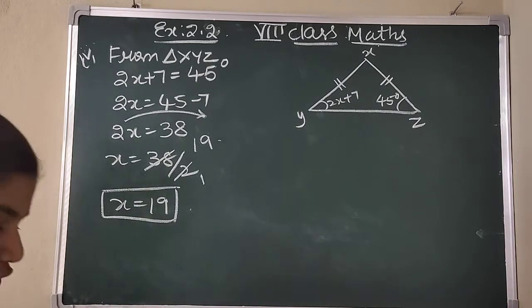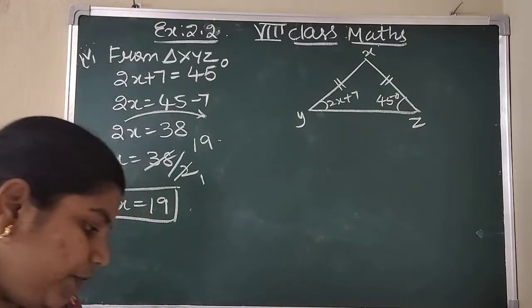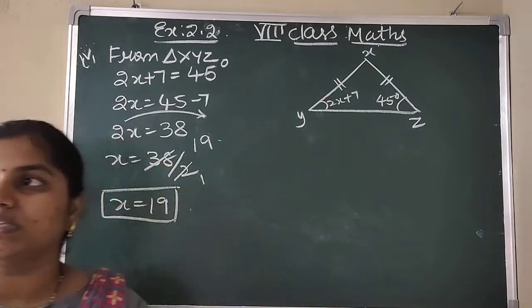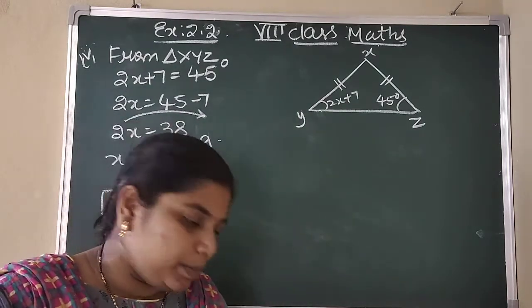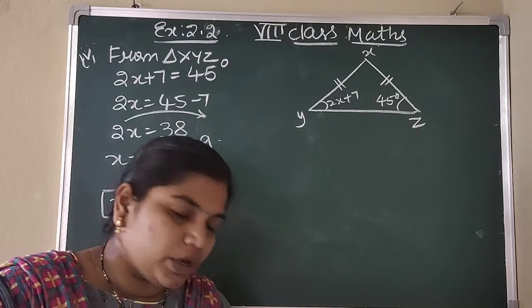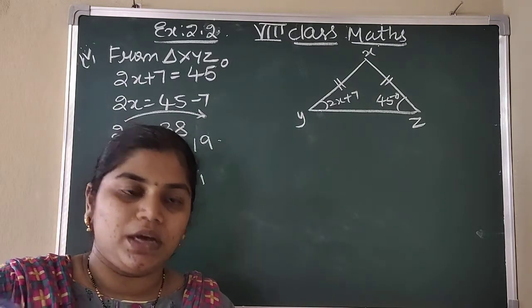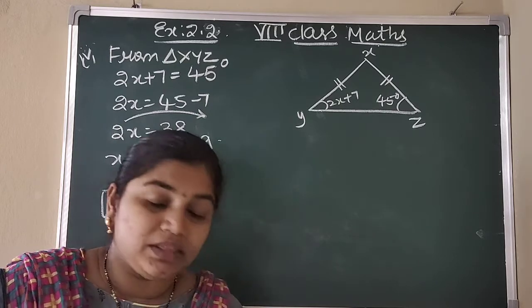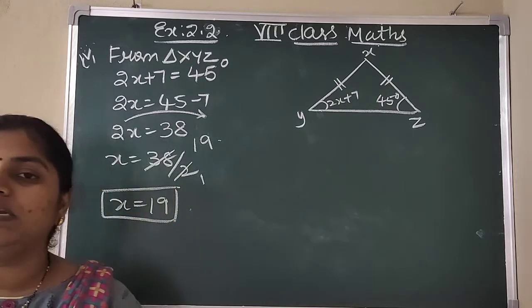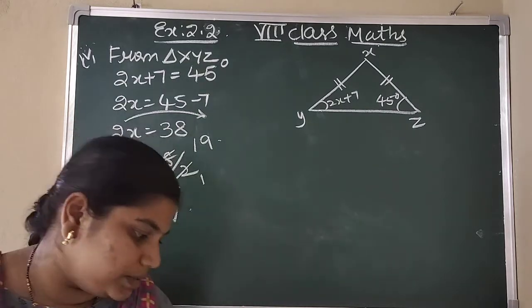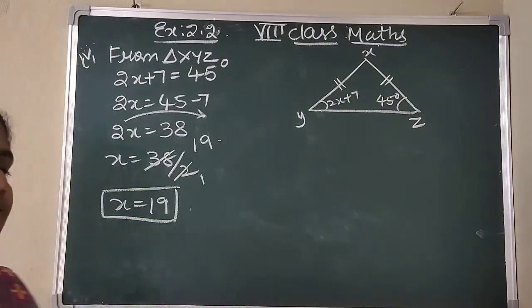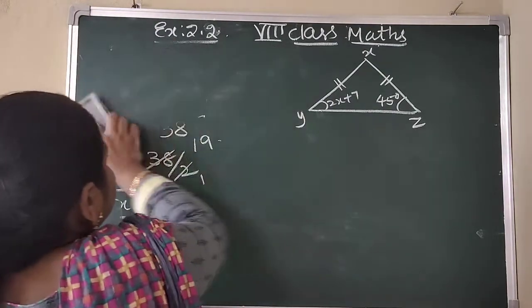Now the second question: the difference between two numbers is 8. So if you subtract any two numbers, the result will be 8. If 2 is added to the bigger number, the result will be 3 times the smaller number. So what is the number? We have to find the number here.